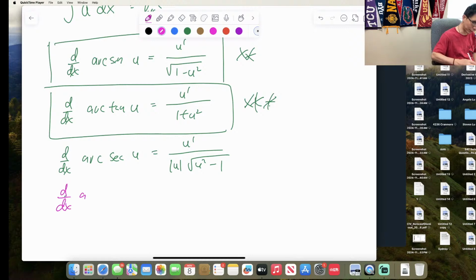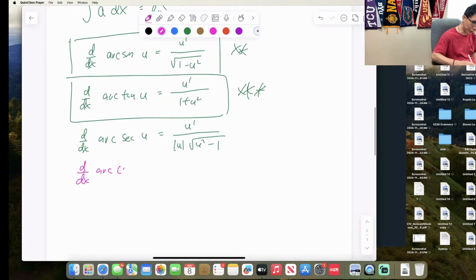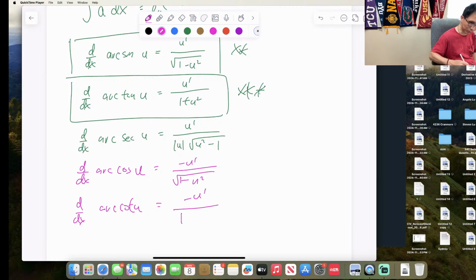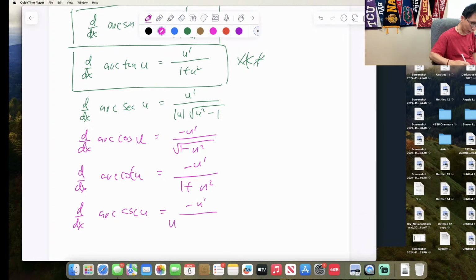So d/dx of arc cosine u is negative u prime over square root of 1 minus u squared, and d/dx of arc cotangent of u, like you predicted, would be negative u prime over 1 plus u squared. So the pattern is roughly exactly the same. It's just negative versions of sine, negative version of tangent and negative version of secant. So it'd be negative u prime over absolute value u square root of u squared minus 1.